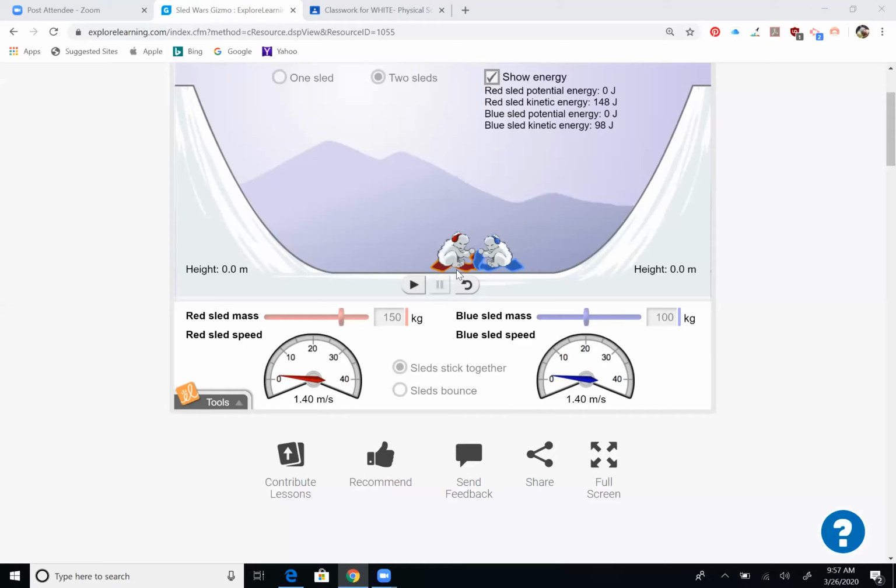All right, so here we come down to the momentum. We're going to reset and calculate the momentum now, which is what we had done before. We got why the red sled was stronger than the blue sled. So remember, P stands for momentum, M is the mass, and V is velocity. All right, so we're going to hit play and then pause right before they collide.